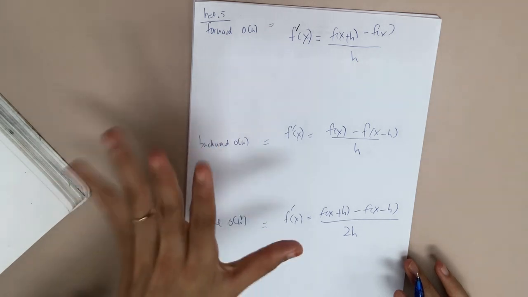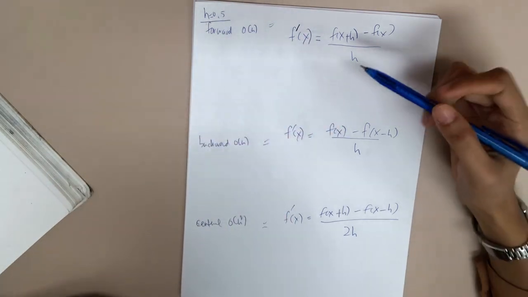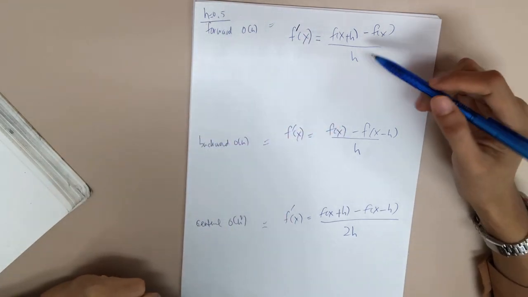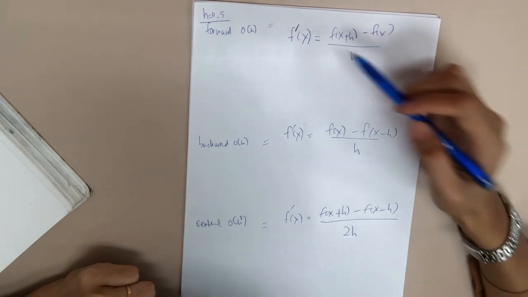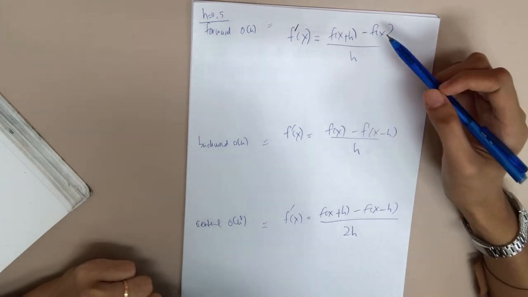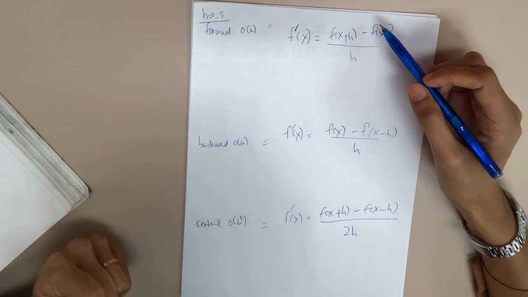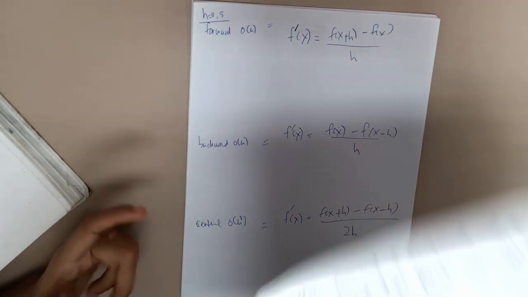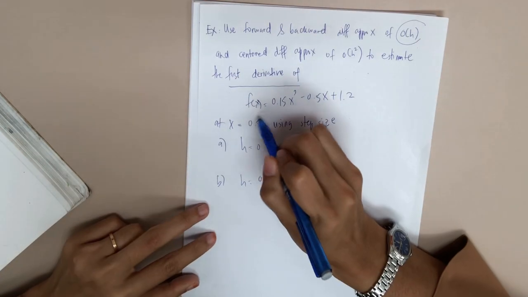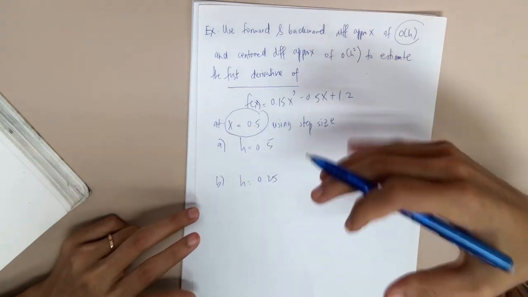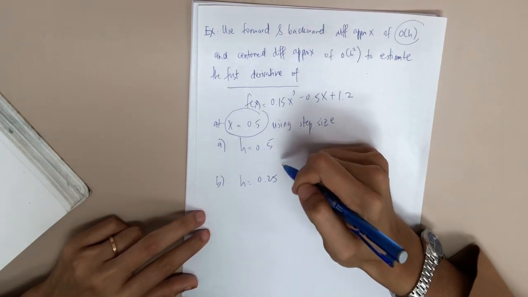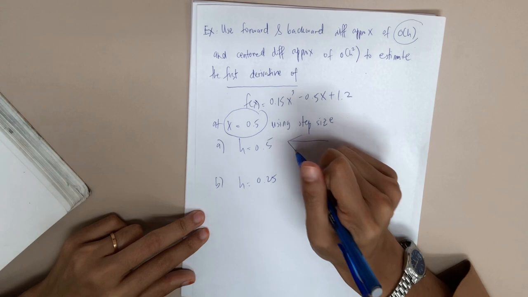Now we want to substitute what we need to find out here. If you look at the formula for forward, you need to calculate f(x plus h) and so on. So you already have the values for x and h, right? Okay, back to the question now. You have the value for x given to you, and it also gives you the h. So now we do it for h 0.5.